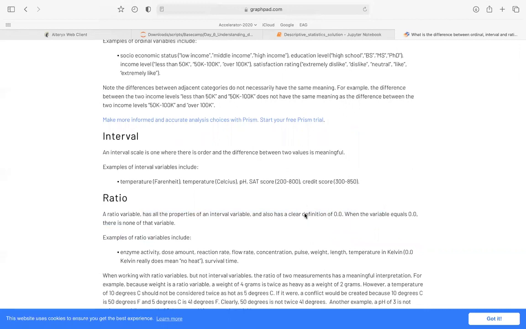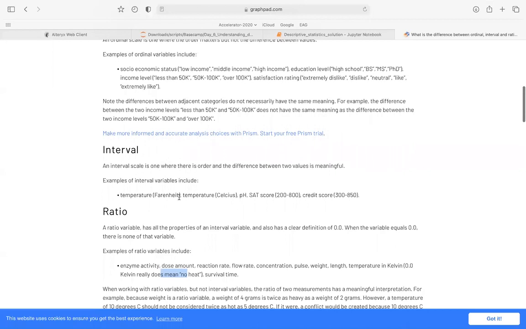The real zero exists here. I can say my weight is zero. If you see here, temperature in Kelvin can be zero, because Kelvin tells you there is no heat or something like that. But in temperature in Celsius and Fahrenheit, you cannot have an actual zero, a true zero.